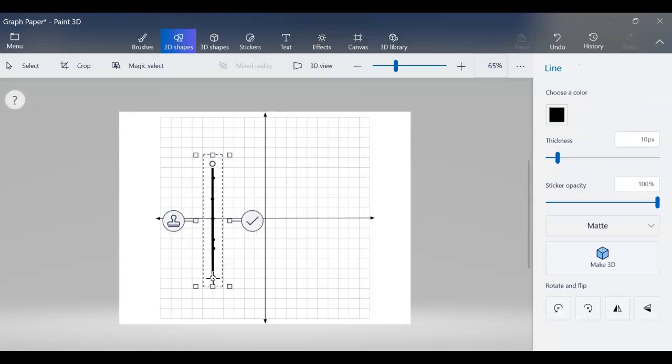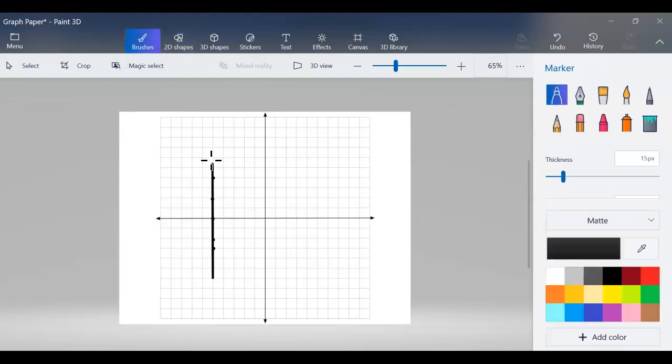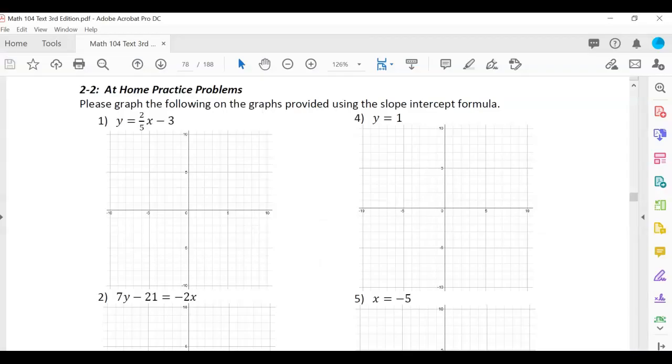And we get this graph. Again, I'm not very good with the cursor, so the better you are with the cursor, the better you are drawing, the easier this is going to be. Okay, so the line x equals -5 looks like that. All right, and that is the at-home practice problems for section 2.2.